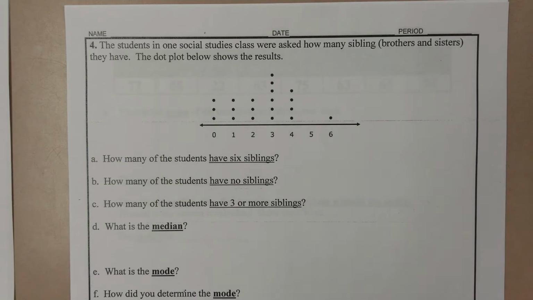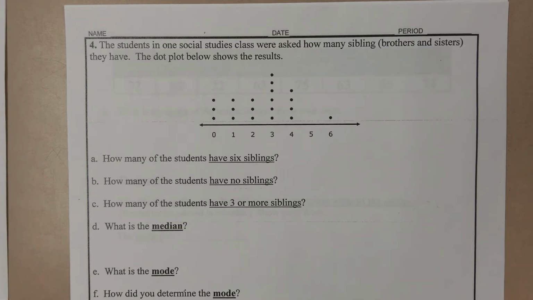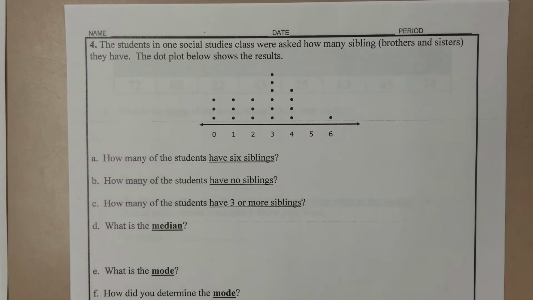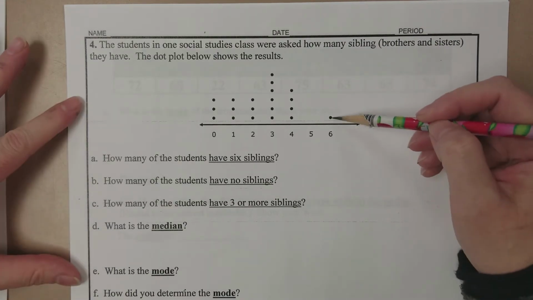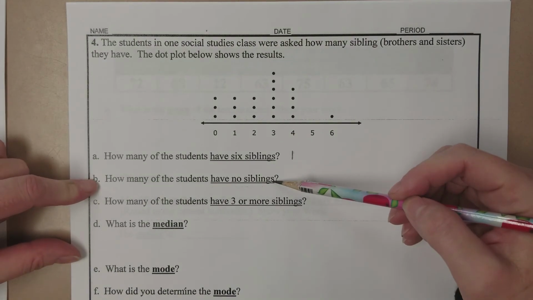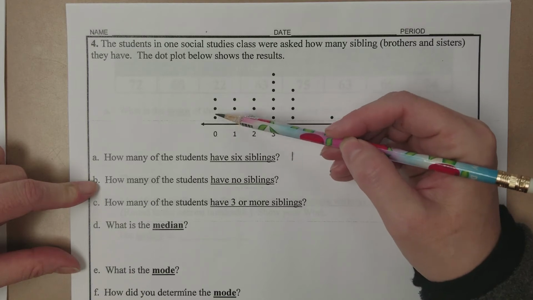Question number 4. The students in one social studies class were asked how many siblings, brothers and sisters, they have. The dot plot below shows the results. How many of the students have 6 siblings? 1. How many of the students have no siblings? 3.